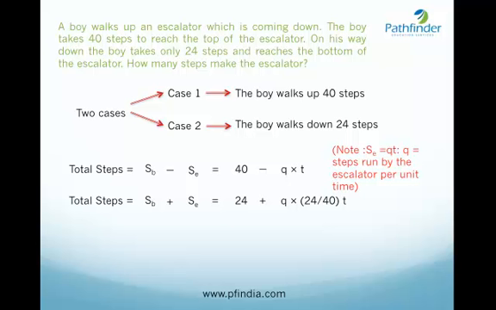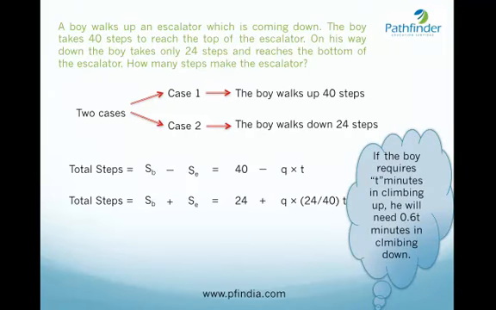For example, in the first case, when the boy took 40 steps, the escalator ran for the time for which the boy took those 40 steps. Similarly, in the second case, the escalator will run for 24 by 40th fraction of t, because it will run only as much time as the boy takes to walk 24 steps.